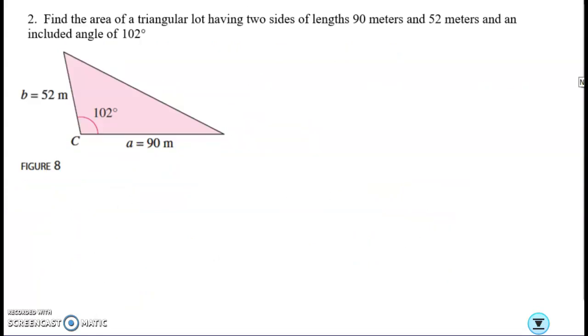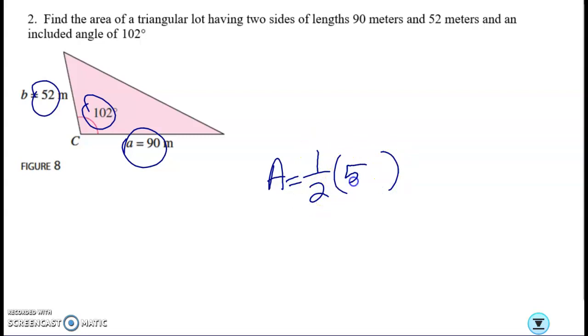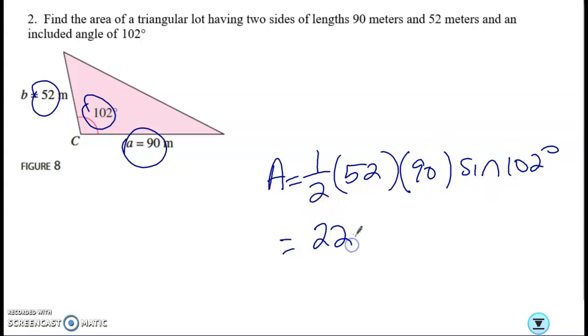Next, we have the area of a triangular parking lot. We probably should have started with an example like this one because they already gave us the figure, and you can see we already have side angle side. So this is pretty easy and straightforward for us. So we're just going to multiply 1/2 times 52 times 90 times the sine of 102, and you put that all into your calculator, and I got 2,288.9, and we're talking about meters squared.